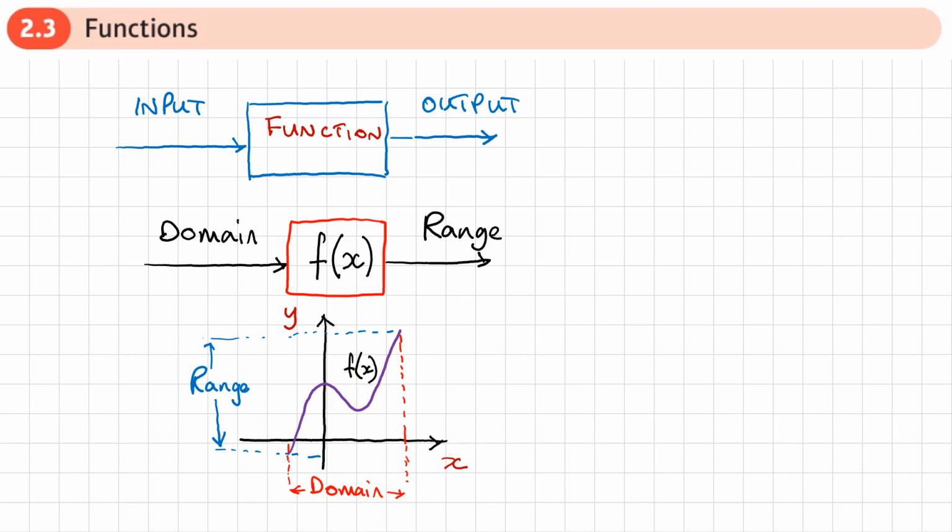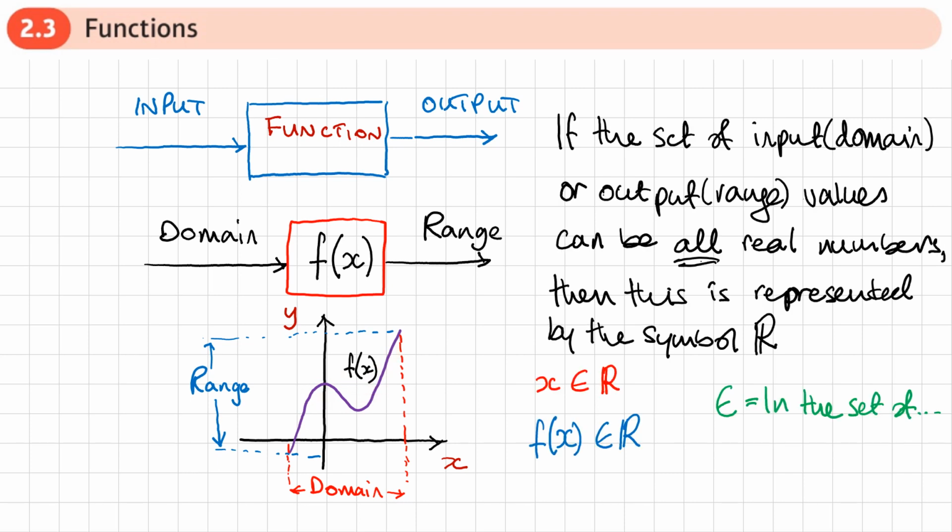Now, if the set of input values, or the domain, or the set of output values, the range, can be all real numbers, then this can be represented by the symbol R. So first of all, what do we mean by all real numbers? What are real numbers? Well, these are all of the integers, positive and negative, so whole numbers.